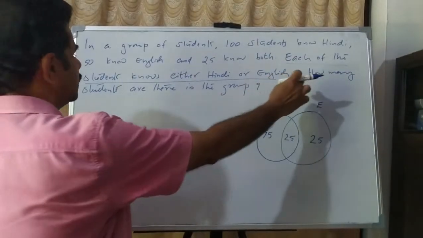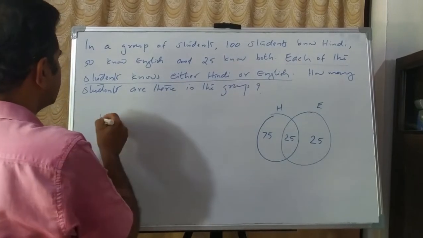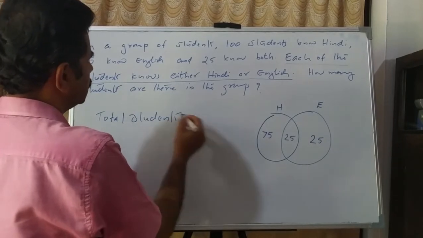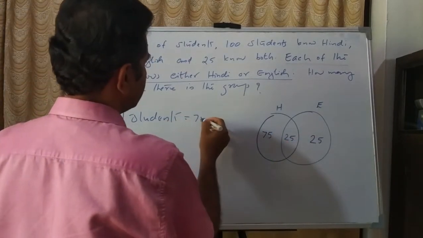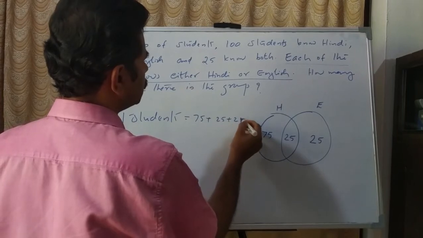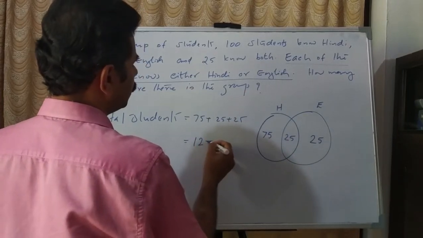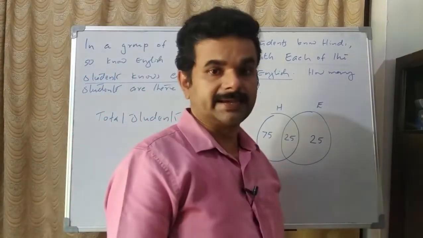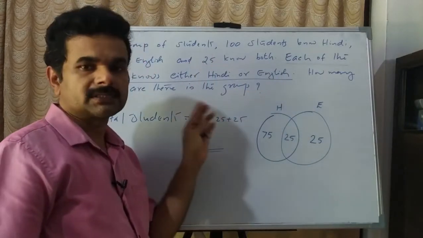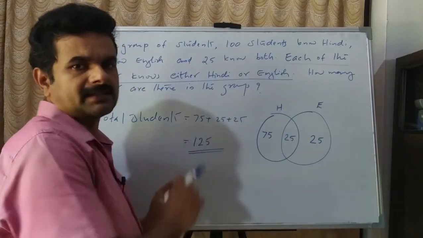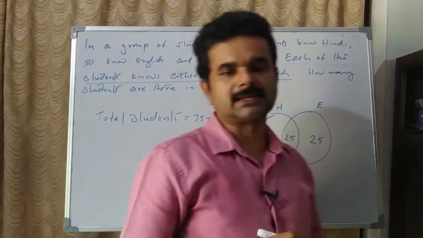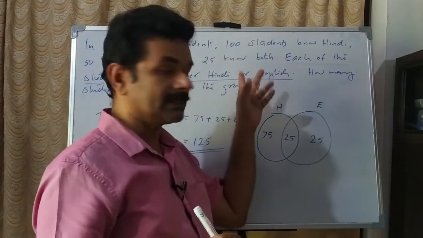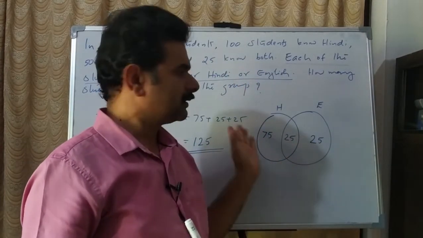So what's our question? How many students are there in the group? Total students equals 75 plus 25 plus 25, that is equal to 125. It's very simple. The same problem can be solved using the formula n of A union B is equal to n of A plus n of B minus n of A intersection B. You can choose either this step or the formula. That is left for you.